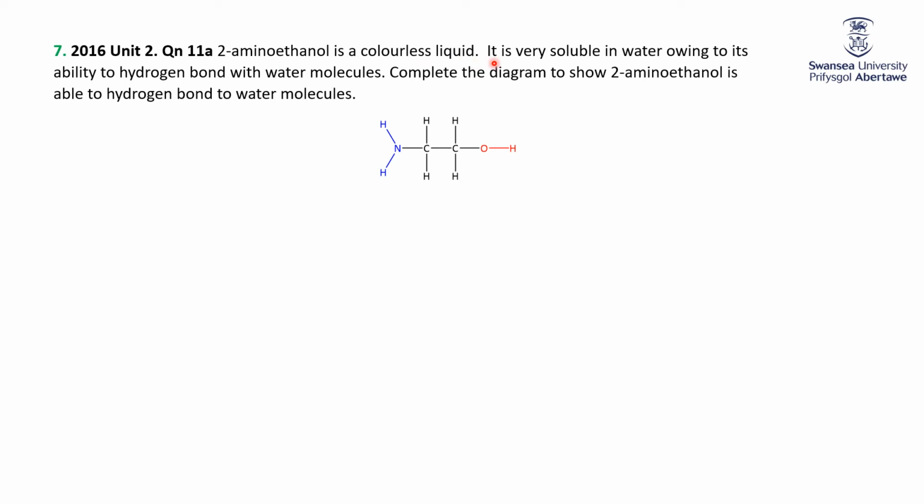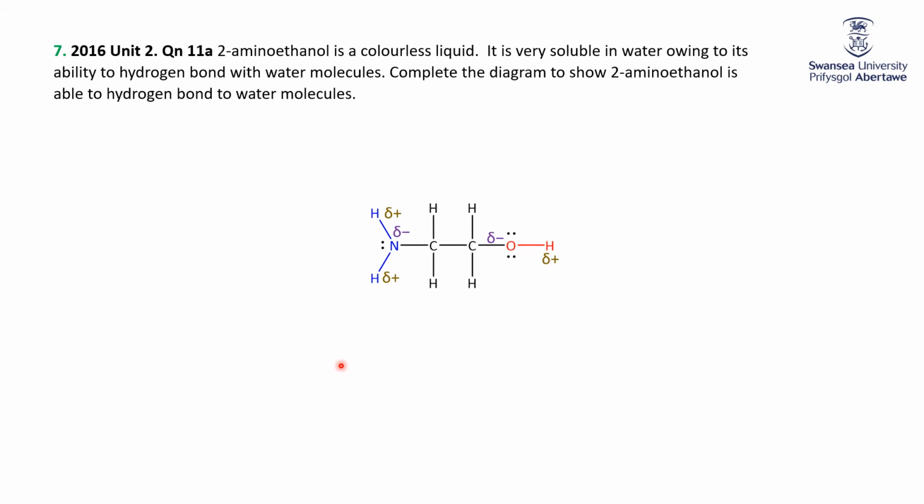2-aminoethanol, a colorless liquid, soluble in water, has the ability to hydrogen bond with water molecules. Complete the diagram to show that hydrogen bonding. So let's make it bigger and bring in the lone pairs. Put in the fact that the nitrogen and the oxygen are nice and electronegative, so therefore they will be forming polar bonds to the hydrogens, where the nitrogen and the oxygen are the slightly negative ends and the hydrogens the slightly positive ends. And of course, slightly negative, slightly positive bits are very important for showing the hydrogen bonding.